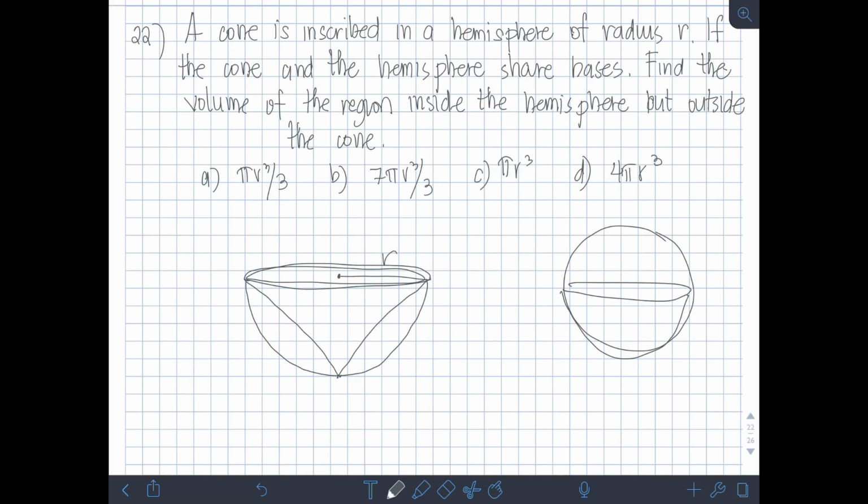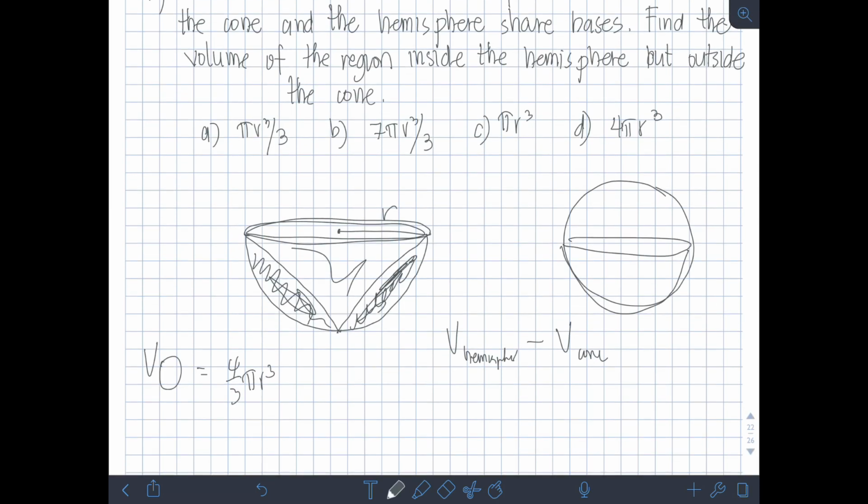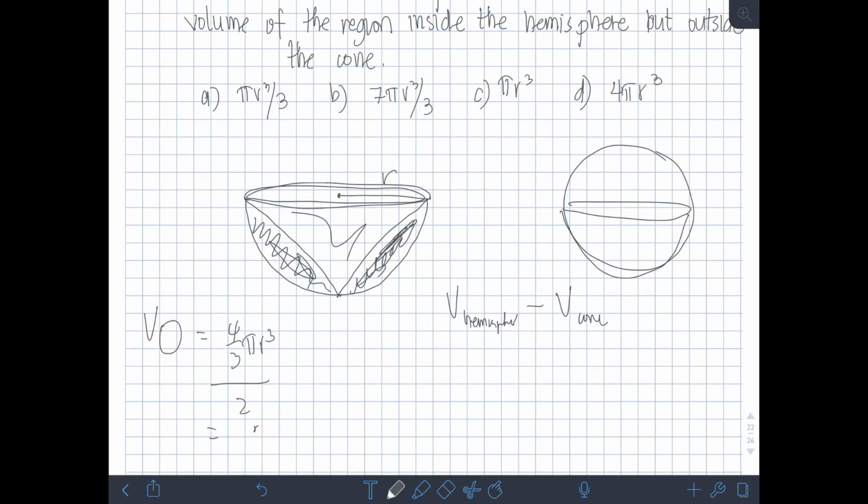Tapos, ano raw yung volume of the region inside the hemisphere but outside the cone? So, parang itong region na to, volume yan. Inside siya ng hemisphere pero outside siya ng cone. So, parang volume nung hemisphere minus volume nung cone. Okay, ano ba yung formula natin for the volume of hemisphere? Di ba ang volume natin for sphere ay 4/3 pi r cube. Kaso kalahati lang yung hemisphere, so i-divide natin by 2, so 2/3 pi r cube para sa hemisphere. Minus, anong volume ng cone? Volume ng cone, di ba 1/3 pi r squared h.